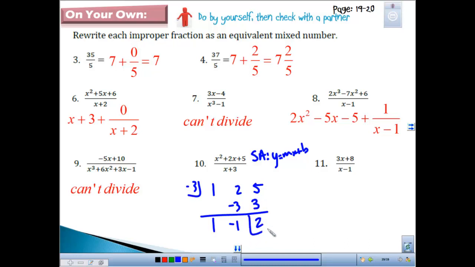Now our remainder is 2, but remember that doesn't matter when we're coming up with our slant asymptote. The slant asymptote is going to be our constant and then our x term. So y equals 1x minus 1. That would be the slant. Okay, then question number 11. They're going to be the same degree, so we're not going to divide. This one's going to end up having a horizontal asymptote at the ratio of the coefficients. So y equals 3/1.